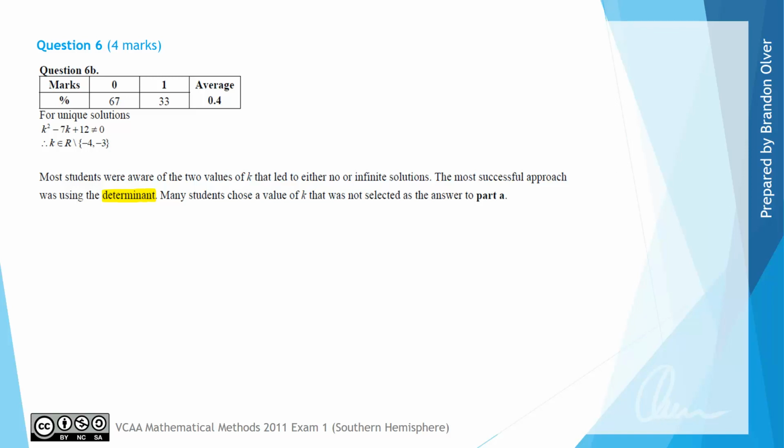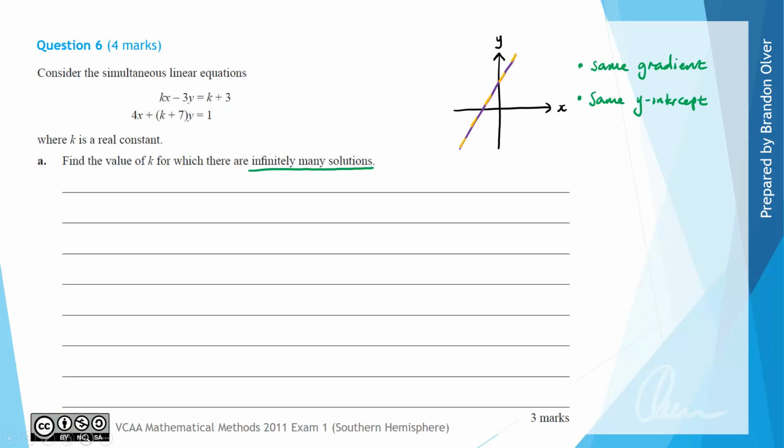We actually needed to exclude both -4 and -3, and k could be any real number except those two values for this question. So if we come back to part A, we're just going to see the setup for using the determinant to work out the values of k for which there are infinitely many solutions.